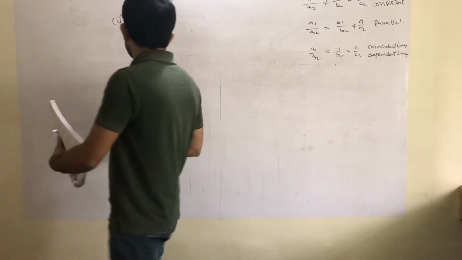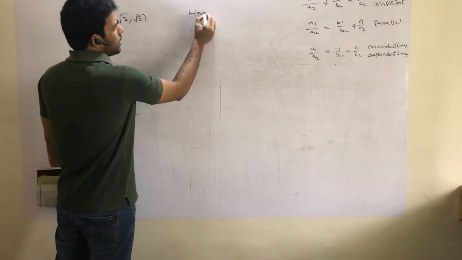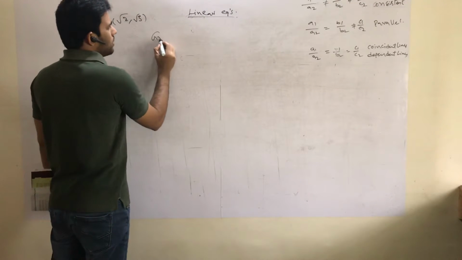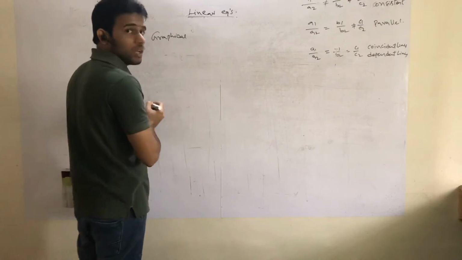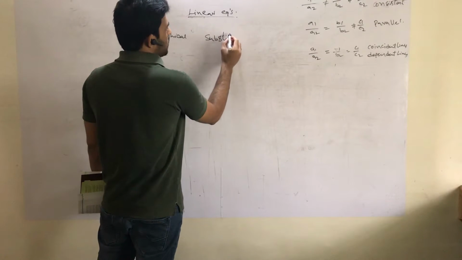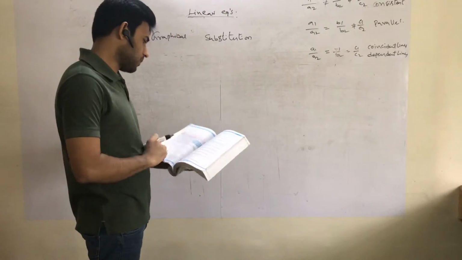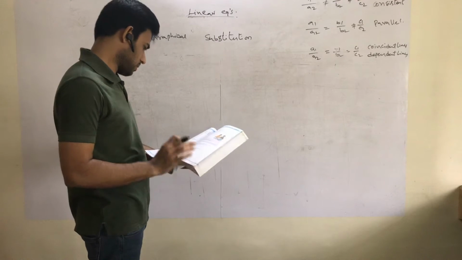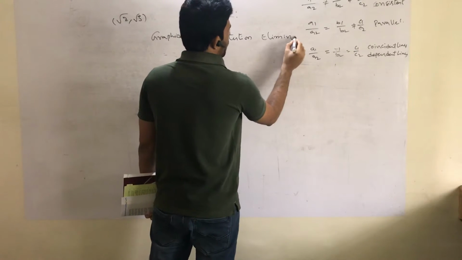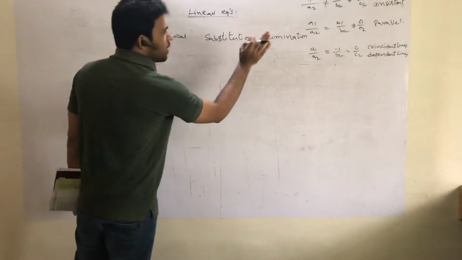So, for the different methods to solve the linear equations, one we learned is the graphical method, and the other method is the substitution method. There is another method we will learn later, but I will just name it: the elimination method. So there are three methods basically: the graphical method, substitution method and elimination method.